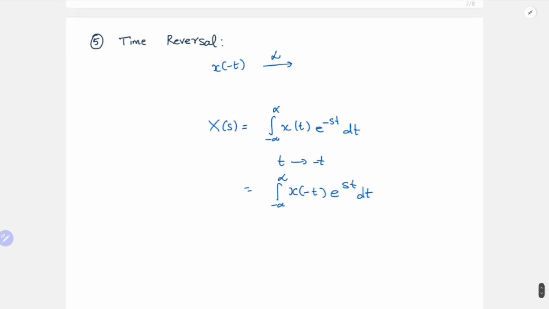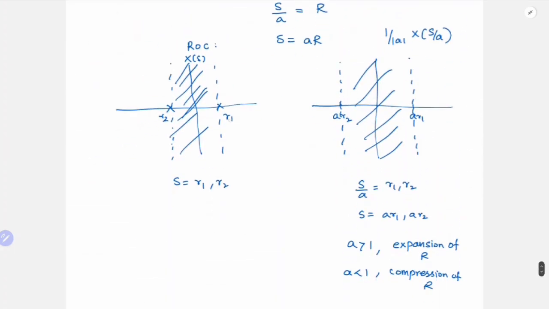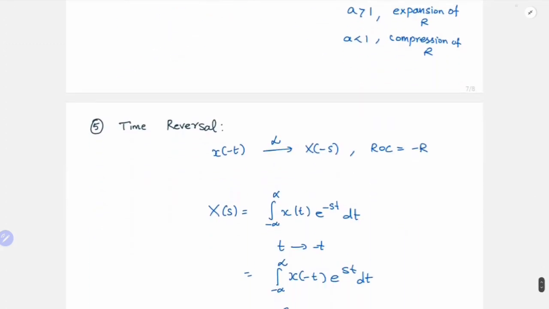So to bring it to the form of the Laplace transform, what should I do? I should replace s with minus s. So X of minus s is nothing but the integral of x of minus t e power minus st dt. So the Laplace transform of x of minus t is X of minus s. And what will be the ROC? It will actually be minus R. Why? Because if it is at r1 and r2, when you take a equal to minus 1, it will become minus r1 and minus r2. So it will just flip around, right? So I have represented it by minus R.